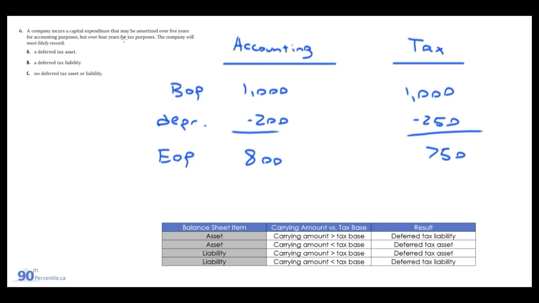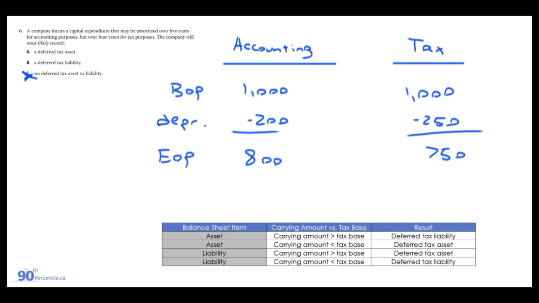Right, a company incurs a capital expenditure that may be amortized over 5 years for accounting purposes, but over 4 years for tax purposes. So what's the company going to record? A deferred tax asset, deferred tax liability, or no deferred tax asset or liability? Well, we can cross this one off. We know that there's going to be a difference because we're doing 4-year depreciation for tax and 5-year depreciation for accounting. I find these tax ones are a lot easier to understand with examples.